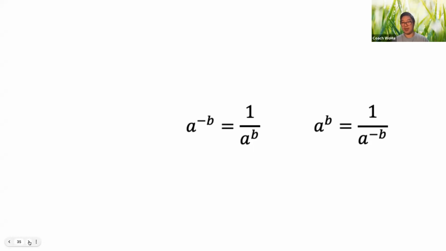Cool. All right, so let's go to the next one. Also, by the way, you can also think of it like, okay, if you had a to the negative b, it's also just 1 over a to the b. This means the same thing. Cool.